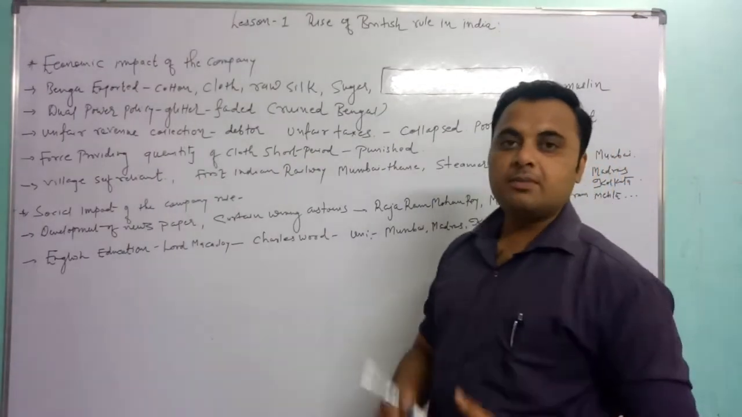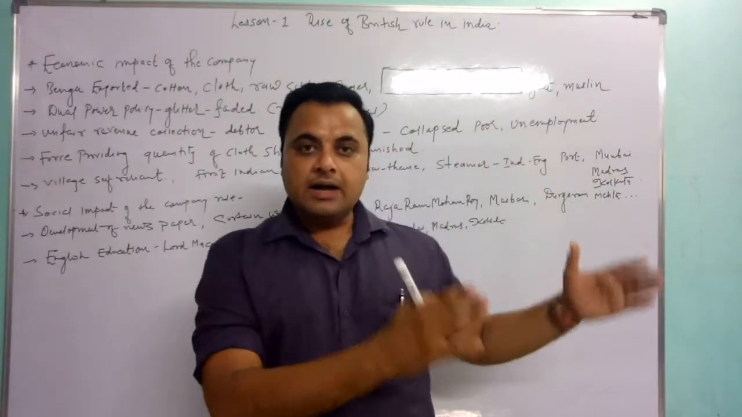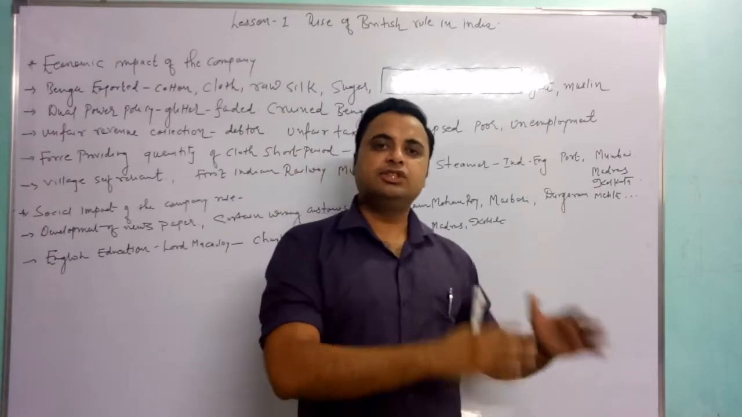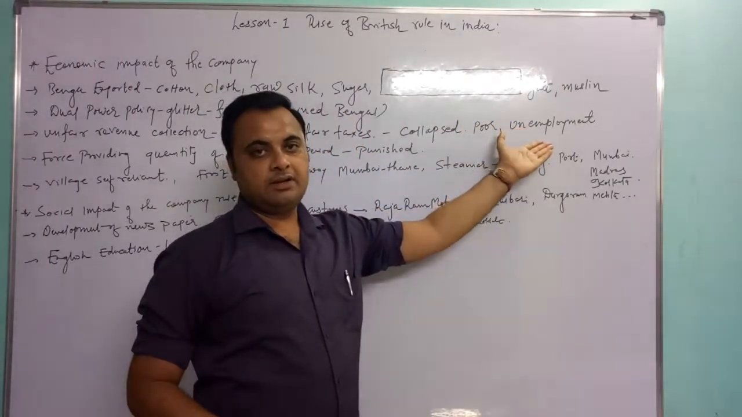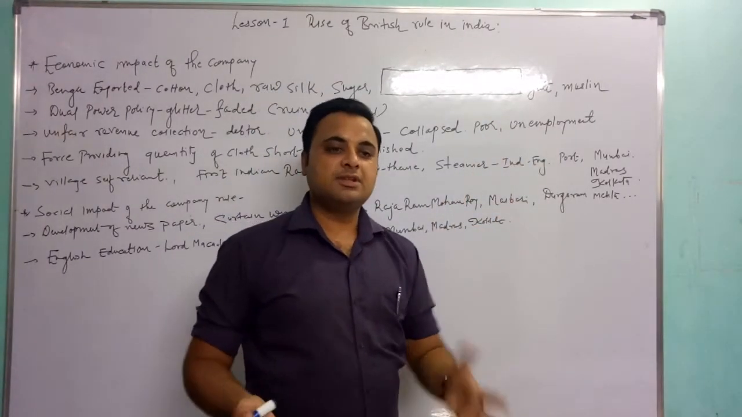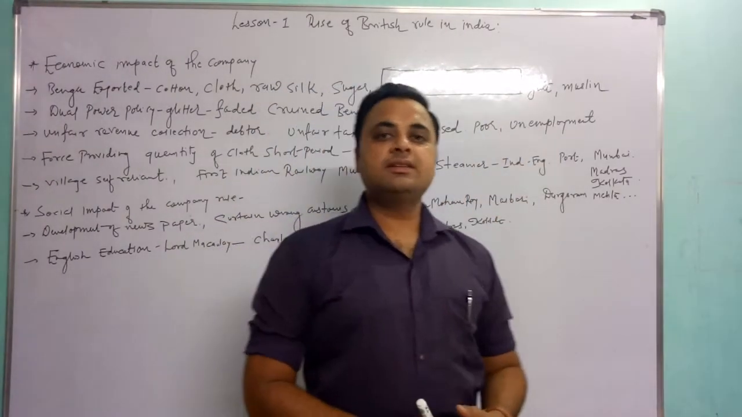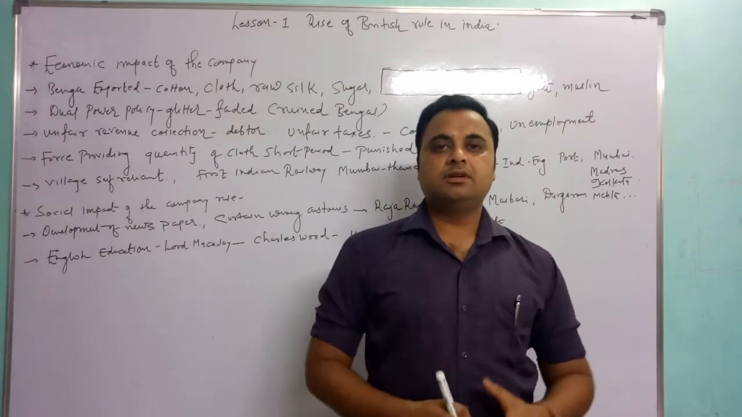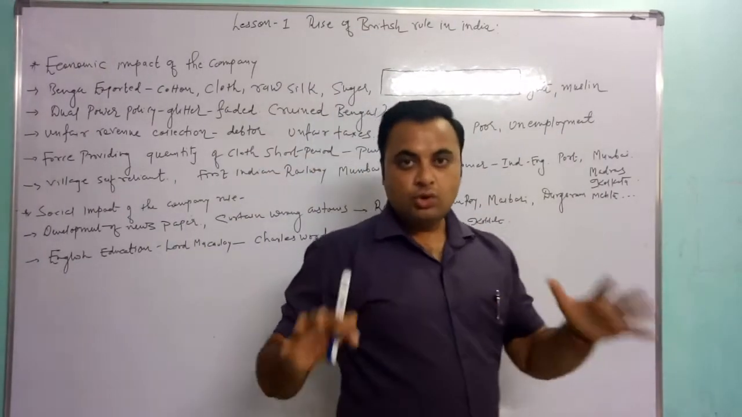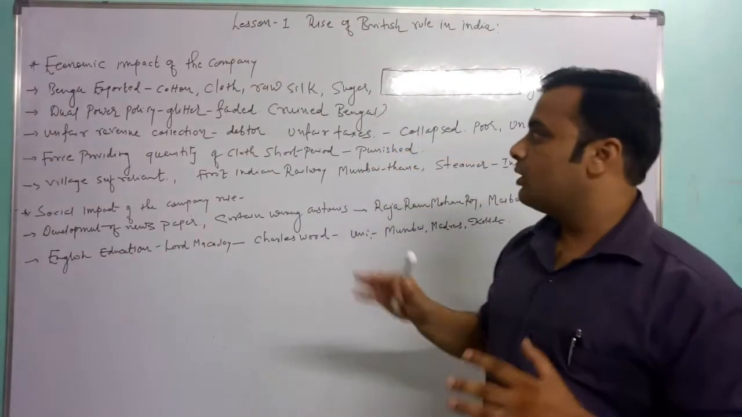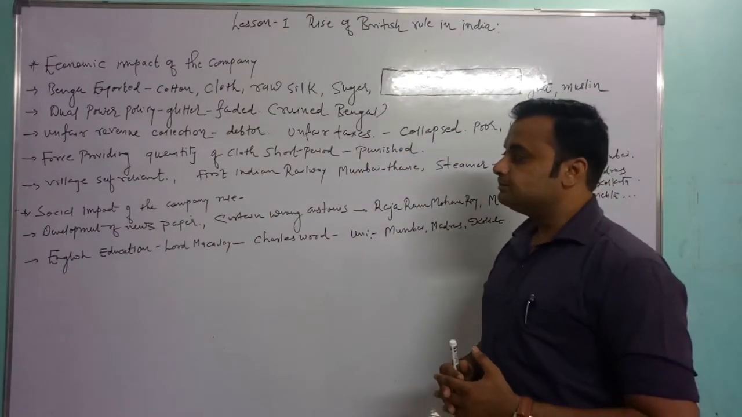The Indian farmers, the Indian artisans, workers, these peasants, all became poor and unemployed. They became jobless, no work or business was left. The Britishers took all this prosperity of India from these people. So this is the economic impact of our company's rule.